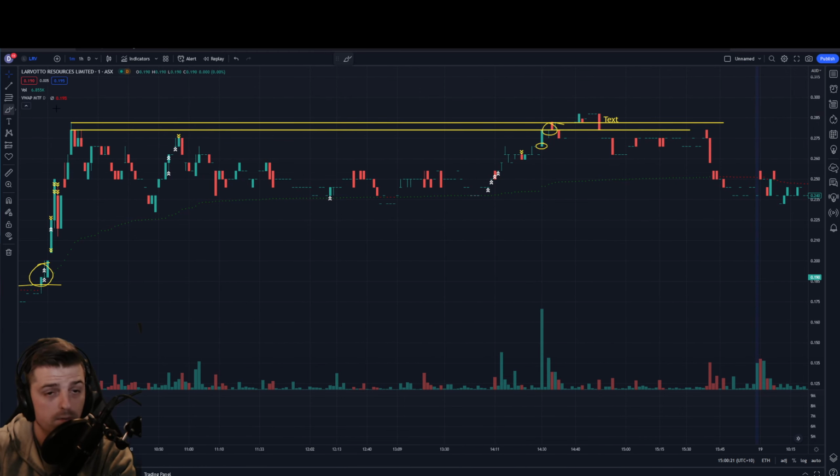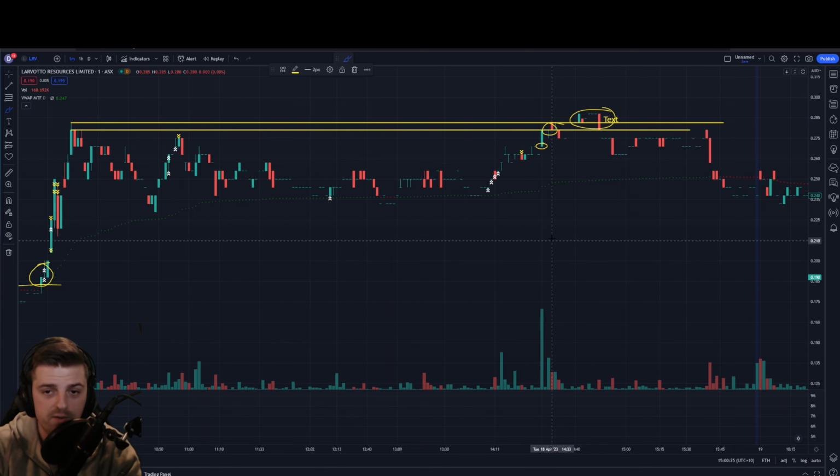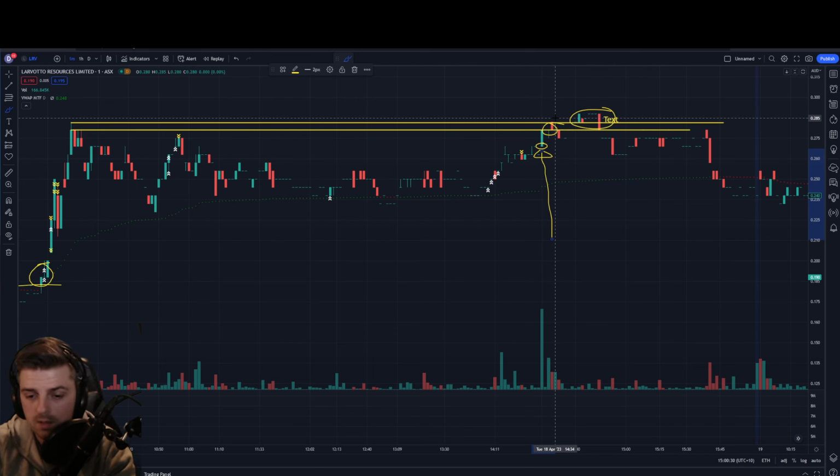There is no move above the breakout, which can be explained entirely by this massive seller that was on the offer. So those are the big trades for this account.